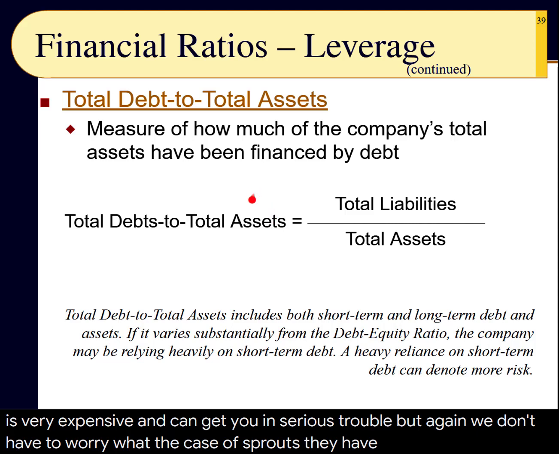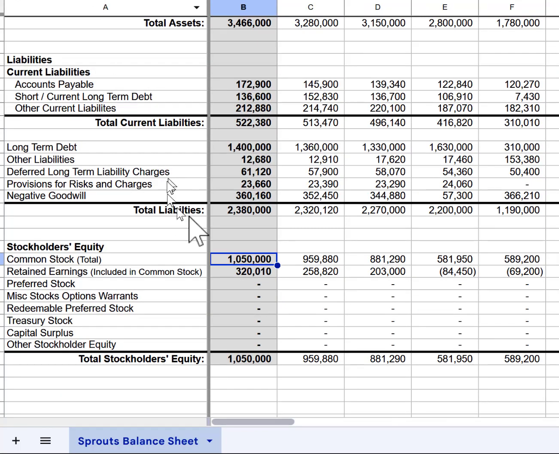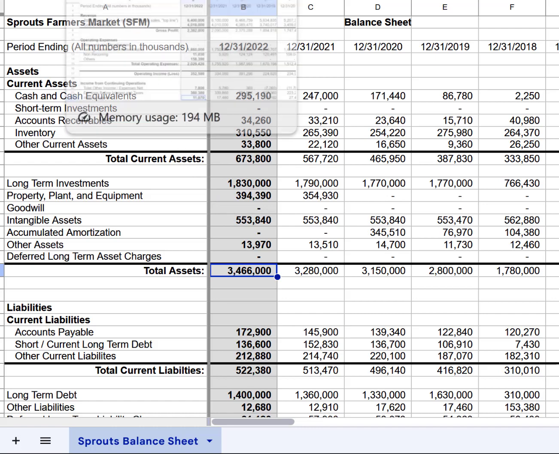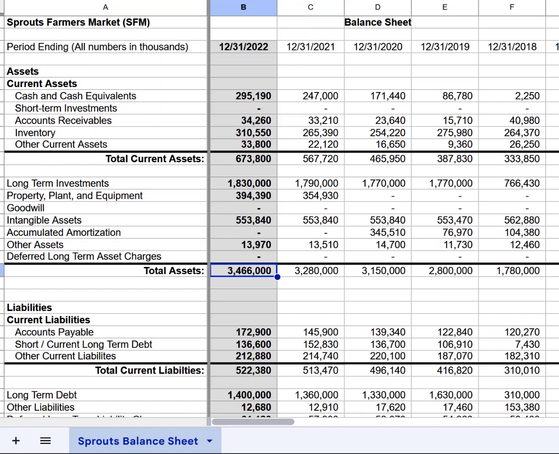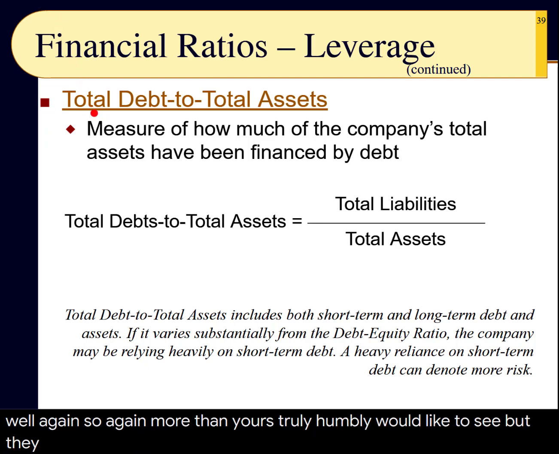They have total debt. Let's go total liabilities. That's on the balance sheet. Total liabilities of $2.38 billion. Total assets of $3.466 billion. And so their total debt to total assets is about 70%. 68.67 is what I get. So again, more than yours truly, humbly would like to see, but they ain't worried.